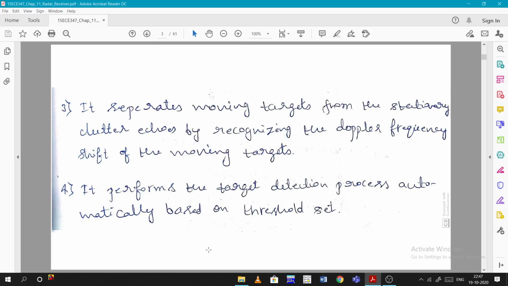Next, it can identify moving targets and also stationary targets by using Doppler frequency shift. The Doppler frequency shift and all we can see in the next chapters. Next, it performs the target detection process automatically based on the threshold set. Basically, an echo received from one target will be different from other targets, so by that process it can identify whether this was the required target or not.